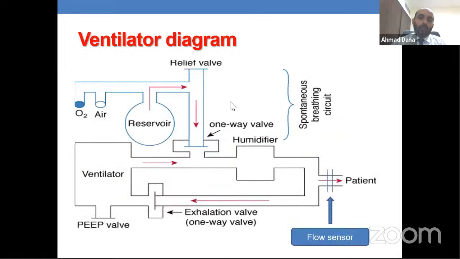We need to go back again to the ventilation diagram to emphasize certain things. We said that the main job of the ventilator is to generate pressure. So if you are not achieving the pressure, this means there's a problem with the equipment. Let's agree on this point. If you are setting a pressure and not achieving it, this means that you have a problem with the ventilator.